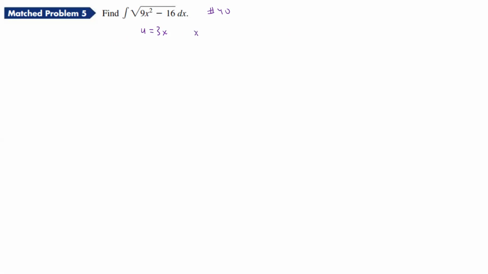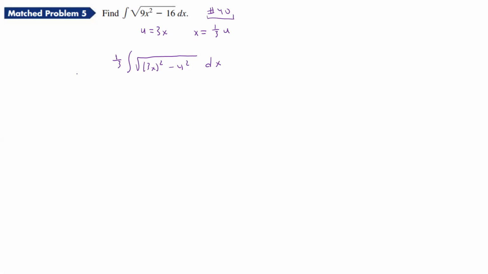And so what does x equal then? Well, that equals 1/3 u. Okay, and so because of that, I'm going to say this integral now is really 1/3 the integral of the square root of (3x) squared minus 4 squared dx. So now that puts it more in the form of what we know as far as equation number 40 goes.